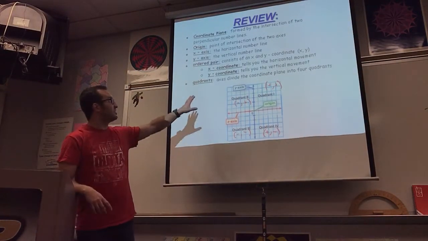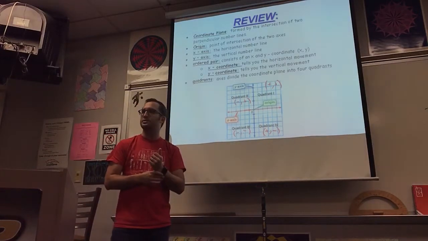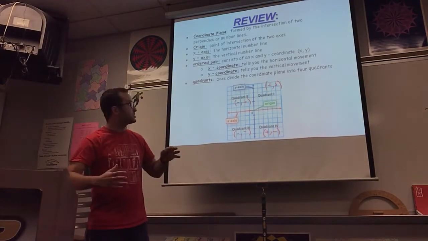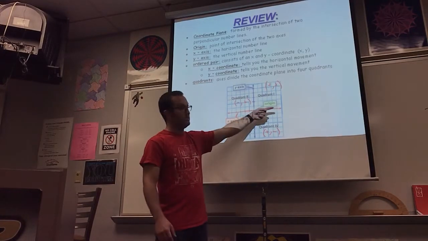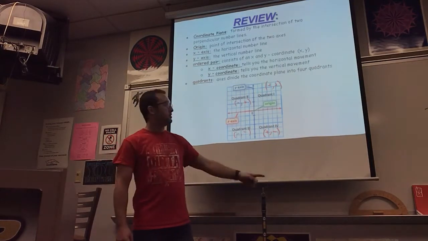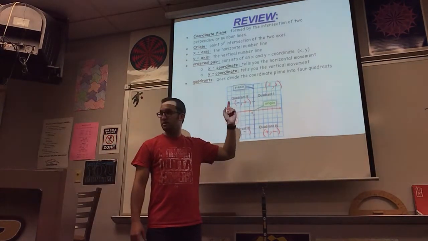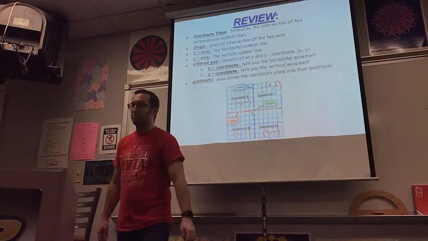Ordered pairs consist of an x and a y coordinate. Don't forget that. Ordered pairs, x comma y. We talked about that yesterday. The x coordinate tells you the horizontal direction. Don't forget positive, negative. Y coordinate, vertical, positive, negative. And don't forget about the quadrants.